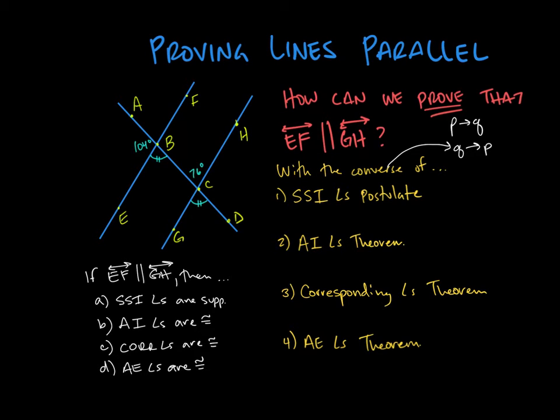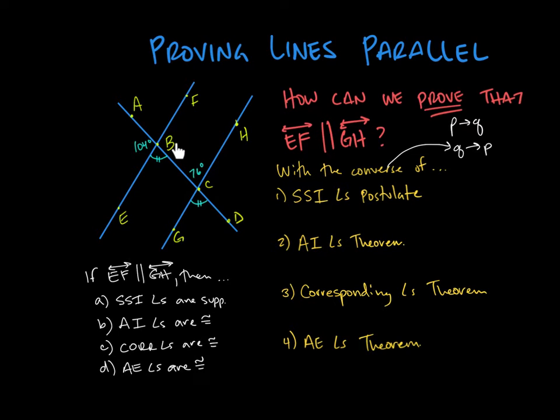All right. So let's start with the same side interior angles postulate. I look at this picture and I see, okay, I have a 76-degree angle for angle BCH, right? Angle BCH is 76 degrees. And I have a 104-degree angle here for angle ABE. Now, that 76-degree angle is an interior angle, and its same side interior angle would be this one right here, angle FBC. This angle would be a same side interior angle.